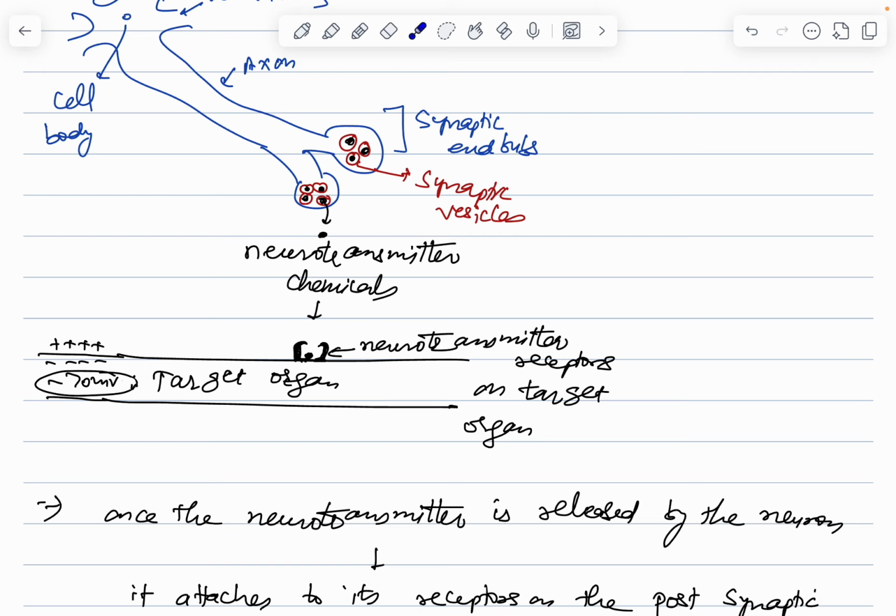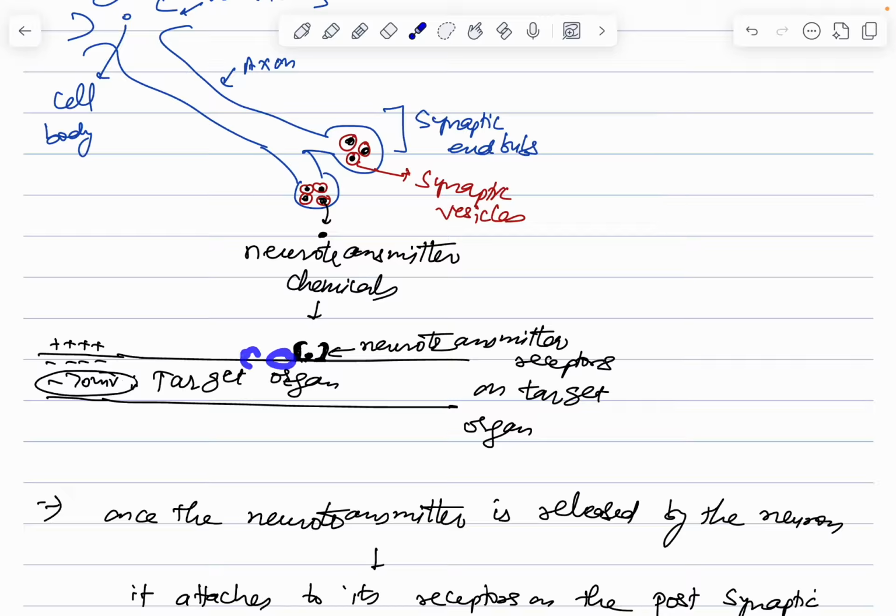Presynaptic membrane. What are the membranes of the target organs called? Postsynaptic membranes. So postsynaptic membranes have a resting potential of minus 70 millivolt. The neurotransmitter chemical has to change this potential. And there are two methods by which this change can happen.